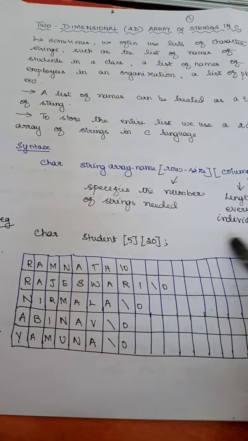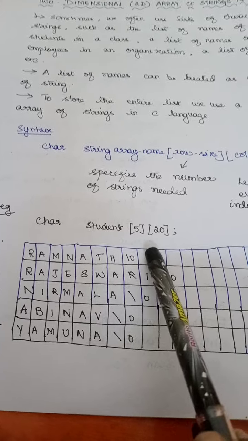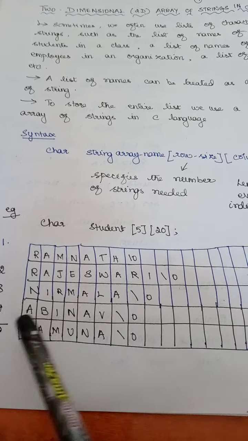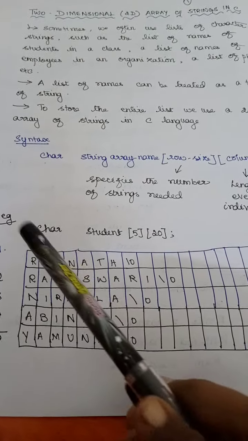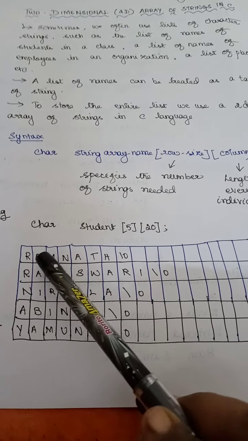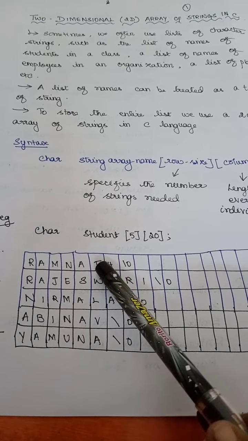Here I will have a table. The first row is going to hold one name, the second another name, the third another name, the fourth another name, and the fifth another name. So when you see here, the locations are going to be 0,0; 0,1; 0,2; 0,3; 0,4; 0,5; 0,6.